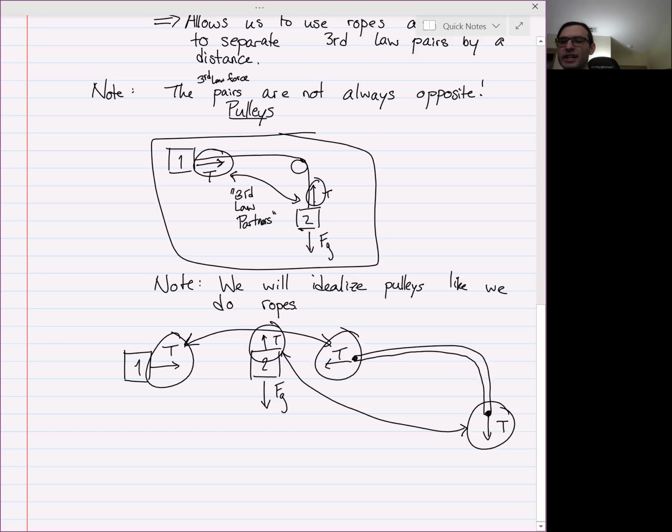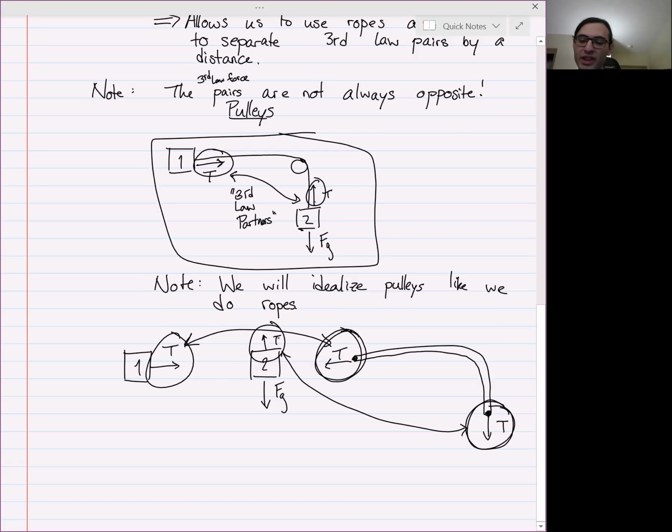So really it's a contact force between the end of the rope and the block, but we'll often just call it a tension force anytime a rope is involved. The point of this whole business, the reason why I drew this diagram, is that you can see that this force on block 2 is a third law force pair with this force on the bottom of the rope, but that force has the same magnitude as the force on the other end of the rope, which is a force pair with the tension force on the first block.